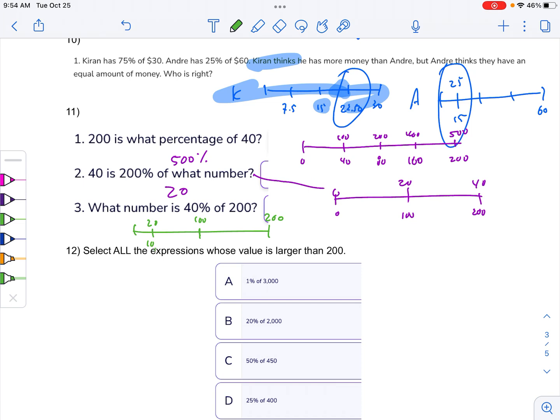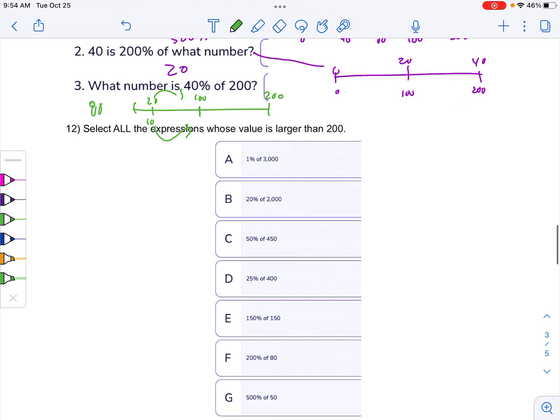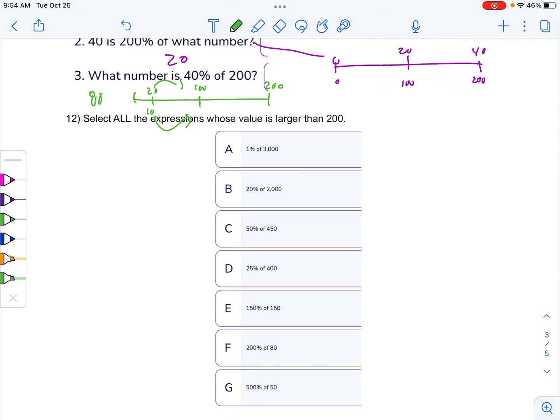So 40% is going to be times 4. 20 times 4 is 80. What number is 40% of 200? 80 is. Nice.